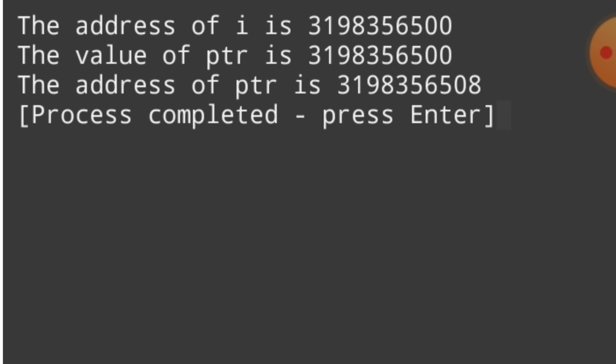When I run this program, see what happened. You see the address of I is 8356500. The value of ptr is the same as the address of I, because in ptr the address of I is stored. When I say the address of ptr, and when I increase this value 1 time, the address of I goes up by 4 bytes, because this address is going to another memory location.